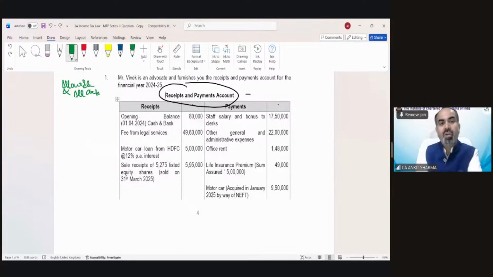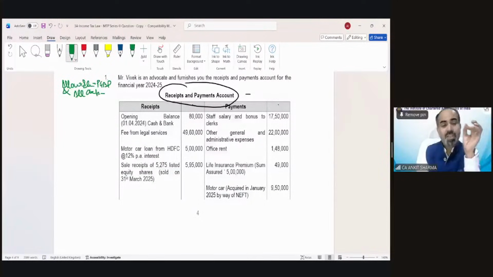We need to take only those incomes which should be part of my PGBP. What we do in a normal question is, from net profit, we remove the effect of those expenditures which are not allowed under PGBP and the effect of those incomes which should not be part of my PGBP. In the normal case, we do that.